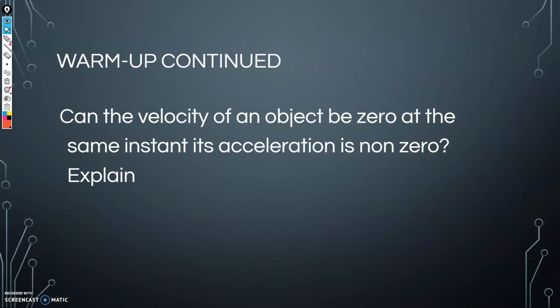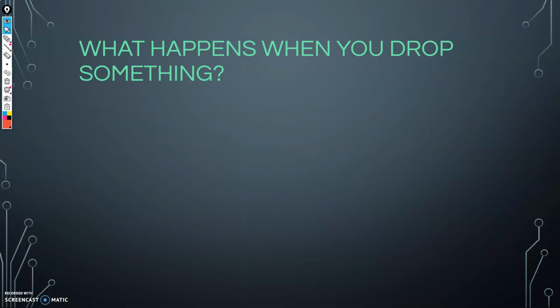As it slows down, even as it stops, and then as it falls back down and continues falling faster and faster on the way back down to the ground, it's accelerating. So the answer here is yes. An object most definitely can have zero velocity, but still be accelerating. And that's typical for objects that are thrown up in the air.